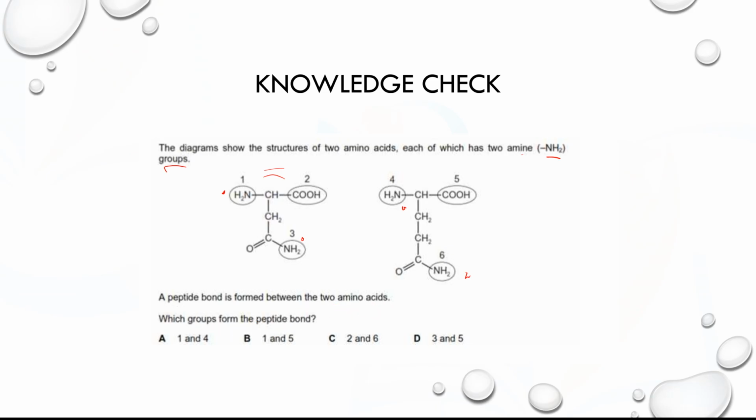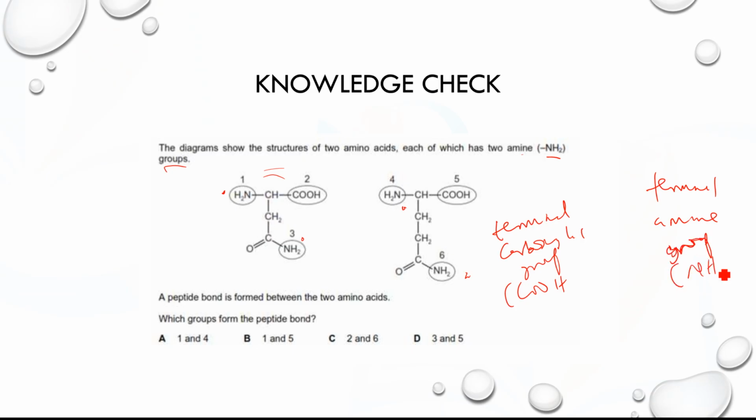Remember what I told you, all right? So I want you to pause the video and check it. Try to solve this question. So which group will form the peptide bond? Remember I told you, pause the video and try it. Remember I told you that a peptide bond is formed between the terminal carboxylic group, which is COO, of an amino acid, against the terminal amine group, which is NH2, of another amino acid.